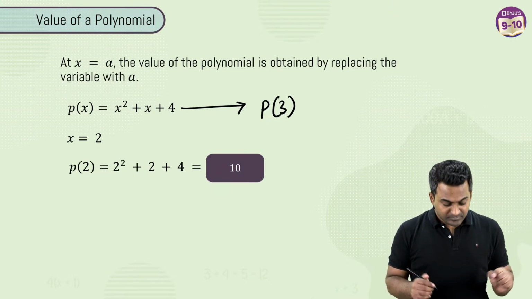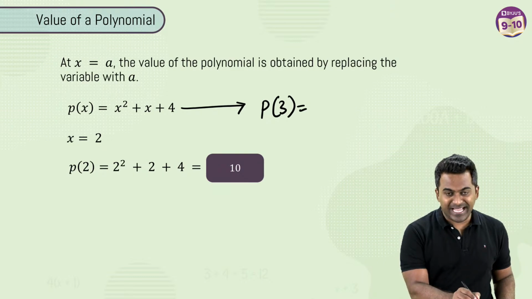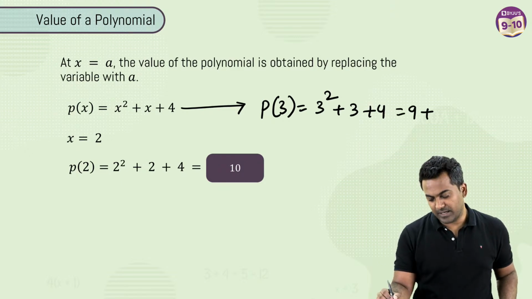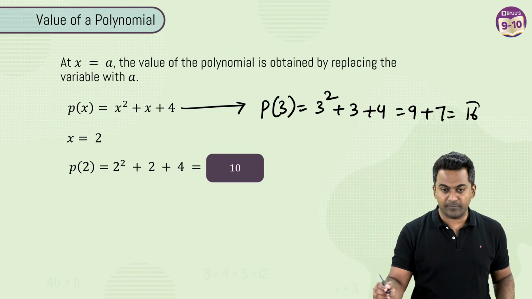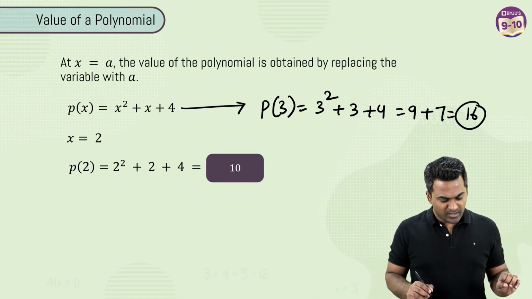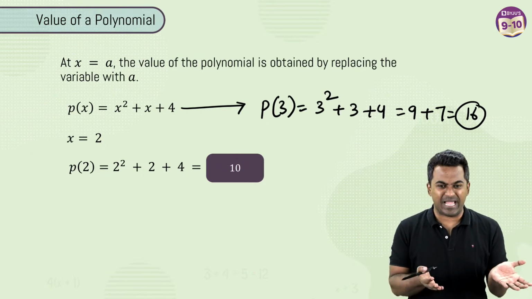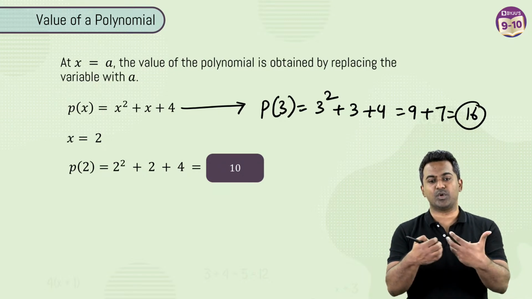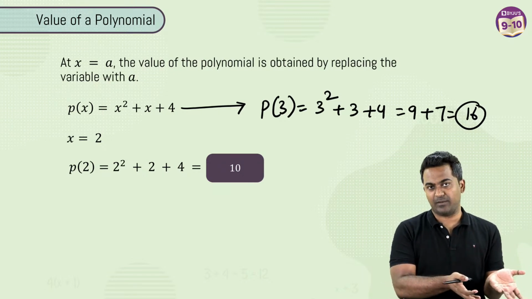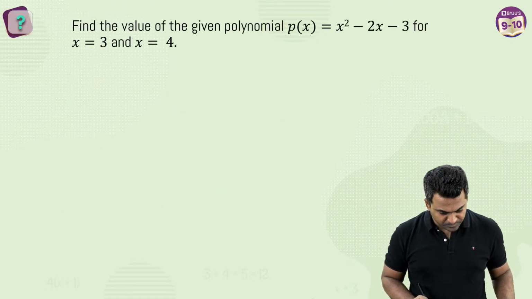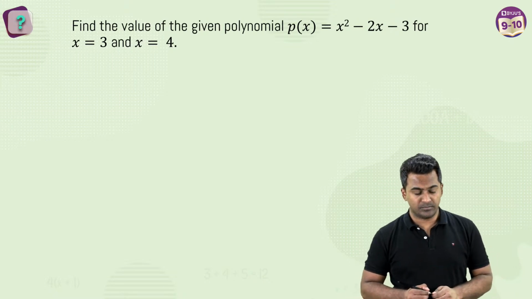Okay? So what do you do now? In the place of x, you substitute 3. So this is 3 square plus 3 plus 4, giving us 9 plus 7, giving us 16. Okay? So value is a very simple concept. I hope this is understood. There's nothing much to elaborate on this. So when you want to figure out the value of a polynomial, you simply substitute whatever value you want in the place of the variable and you will get the answer. Okay? So I'm going to move on now. This is called the value. Go ahead, try this question out now.